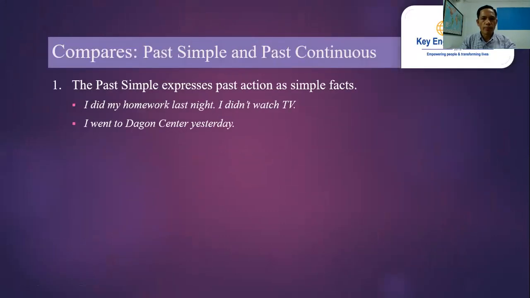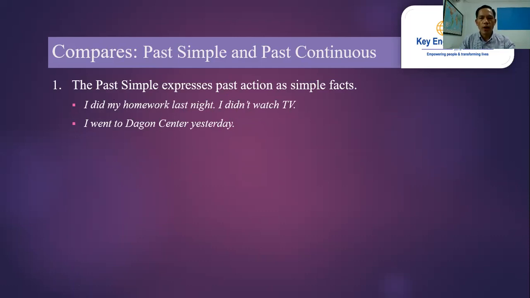Let's compare now the past simple and the past continuous. So the past simple expresses past action as simple facts. If we want to talk about something, for example, we want to say this happened in the past, okay, nothing more. So we just use the simple facts. And especially when we want to talk about something that happened one after another.